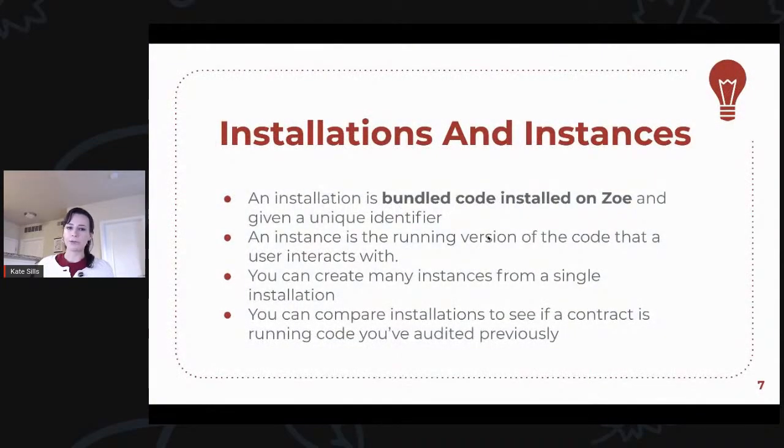There's just a few things that I want to explain before we actually get into the code. First I want to explain about Zoe installations and instances. This is a little tricky, but it's actually a very cool feature of Zoe. An installation is bundled code installed on Zoe, and it's given a unique identifier. Instead of it just being a contract address that determines what code is running where, in Zoe, each running instance has an installation, an identifier for that particular code. And the instance is the running version of the code that a user interacts with.